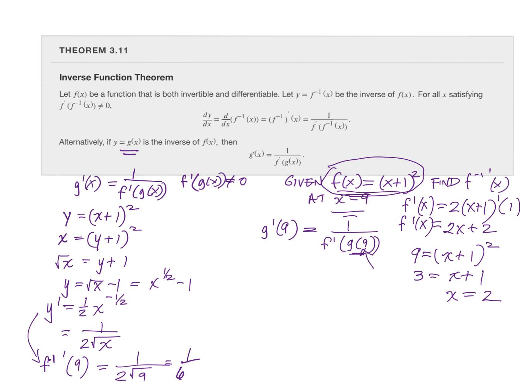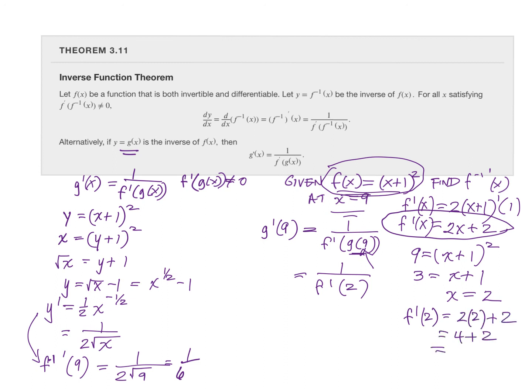So I'm going to find 1 over f prime of 2. And what is f prime of 2? Well, here's f prime of x. So if I take f prime of 2, it's going to be 2 times 2 plus 2. So that's 4 plus 2, which is 6. And so g prime of 9 is equal to 1/6. And notice that I got the same answer doing it both ways.